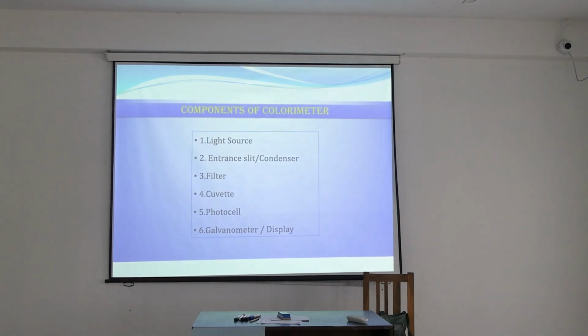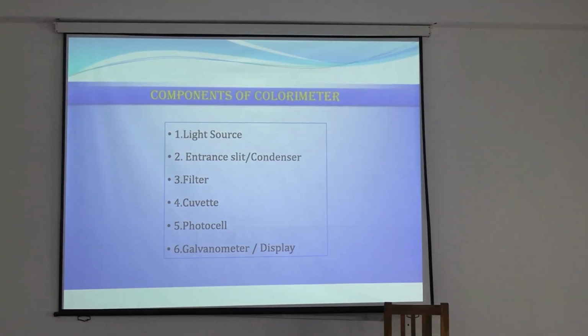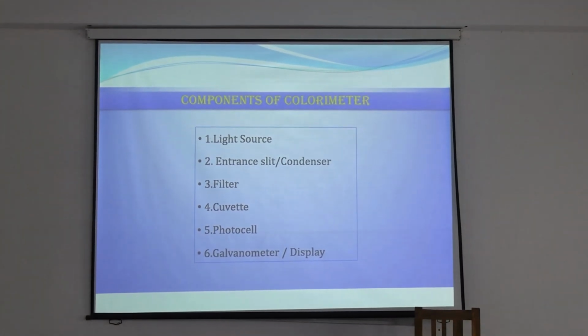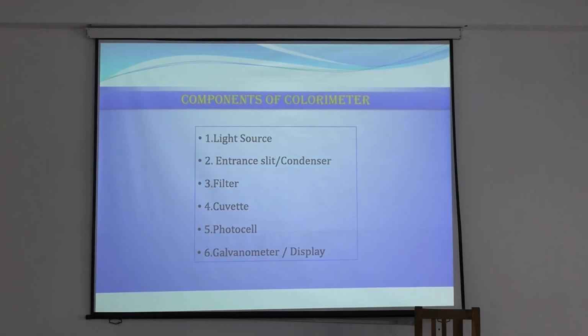What are they? Light source, and then entrance slit for the light source and a condenser. Okay, so why entrance slit? Because if we put a bulb somewhere in a colorimeter, it will produce a large amount of light. So to separate a particular amount of light, a very small amount of light, we use an entrance slit, and a condenser, that is to make them parallel rays.